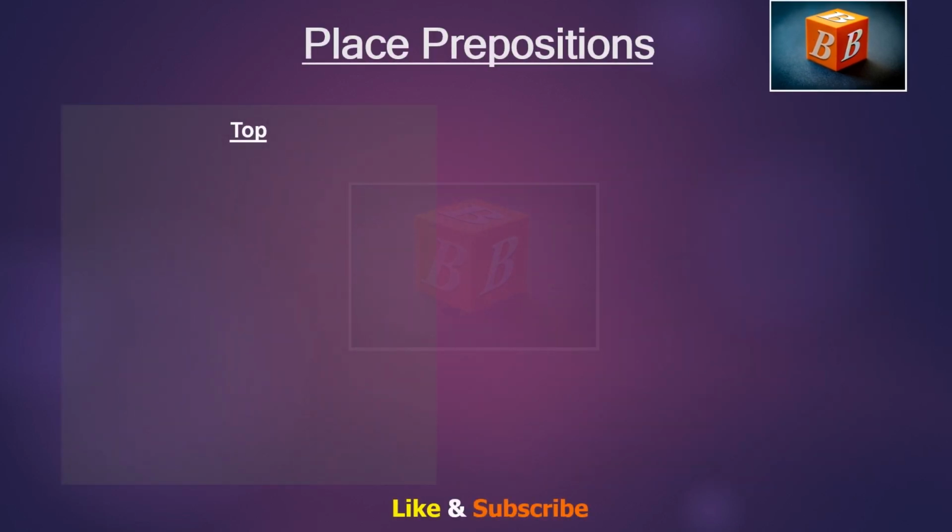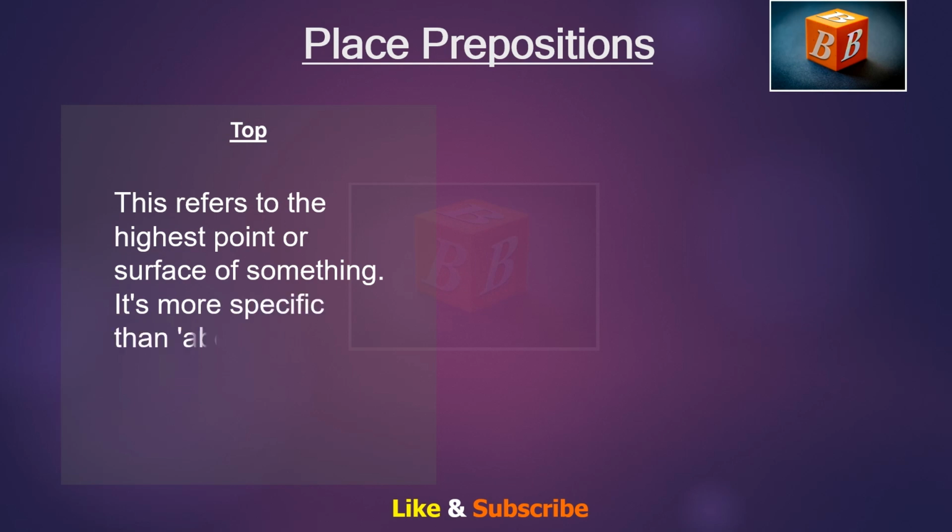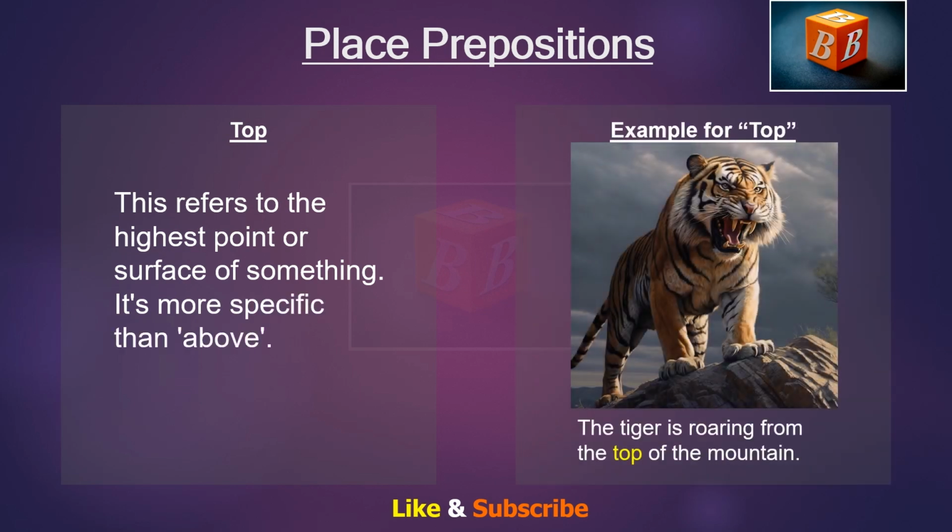Top. This refers to the highest point or surface of something. It's more specific than above. The tiger is roaring from the top of the mountain. In this sentence, top is our place preposition. It describes the position of the tiger, indicating that it's on the highest point of the mountain. When we say top, we're referring to the utmost upper surface or part of something. In this case, it's the peak of the mountain.